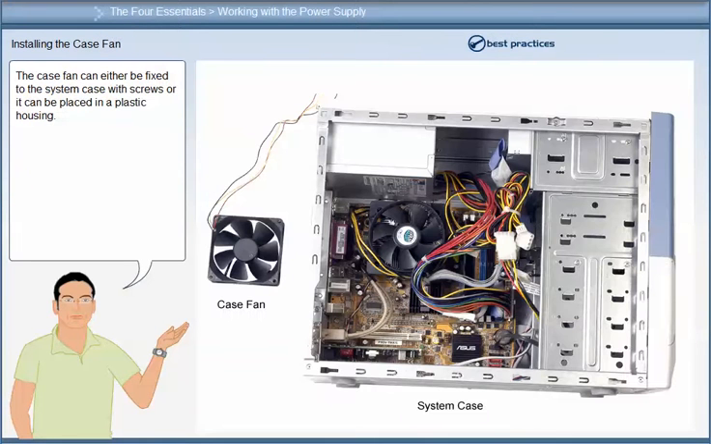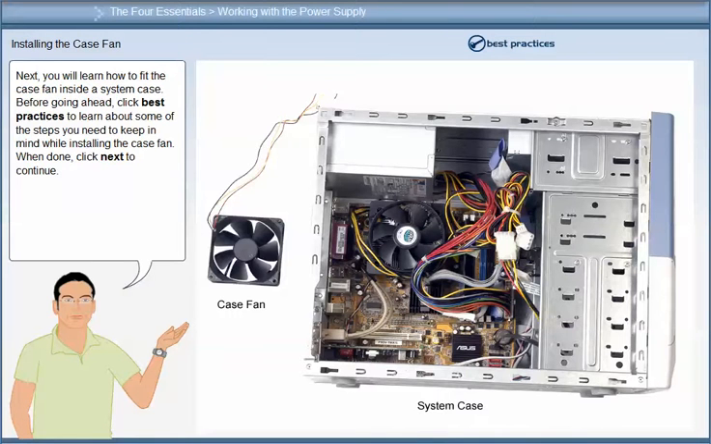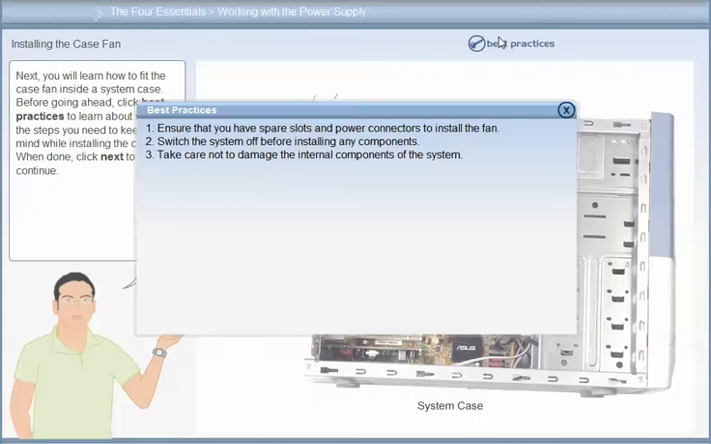The case fan can either be fixed to the system case with screws or it can be placed in a plastic housing. Next, you will learn how to fit the case fan inside a system case. Before going ahead, click Best Practices to learn about some of the steps you need to keep in mind while installing the case fan. When done, click Next to continue.